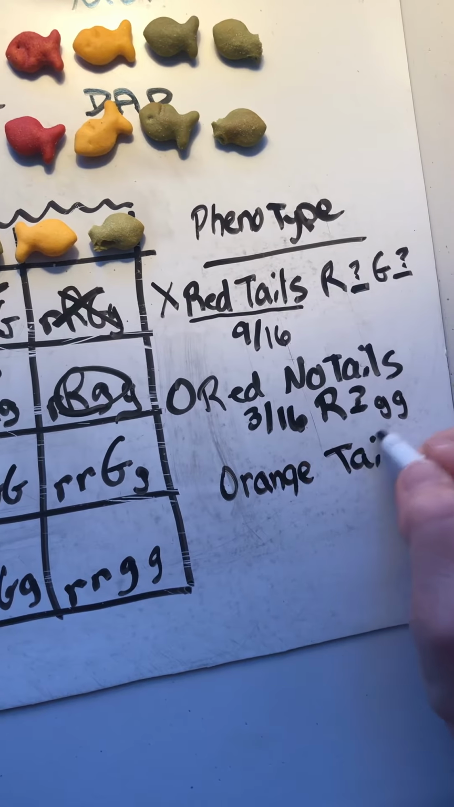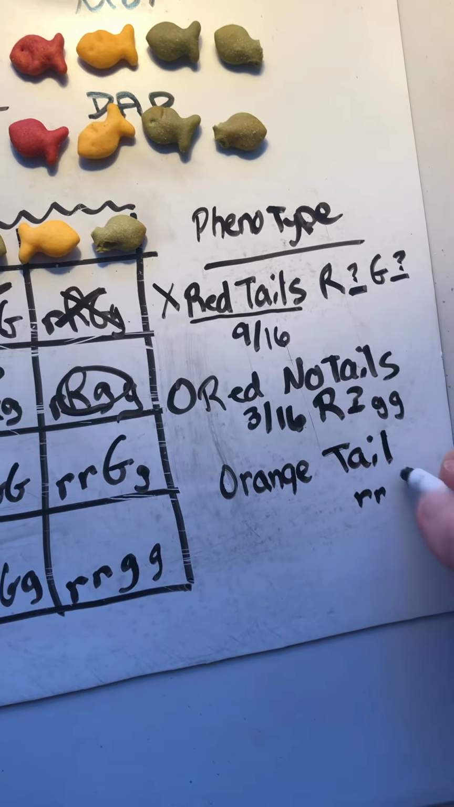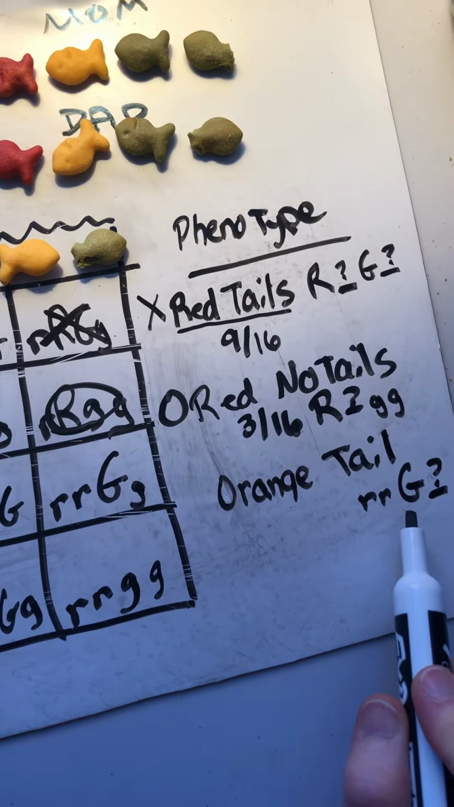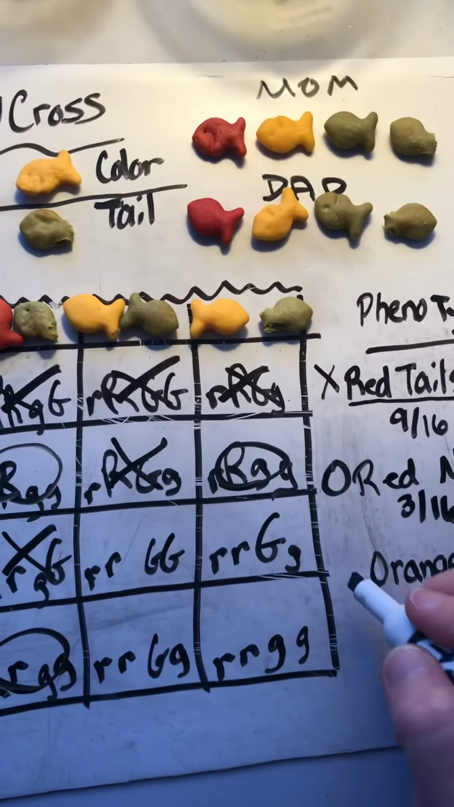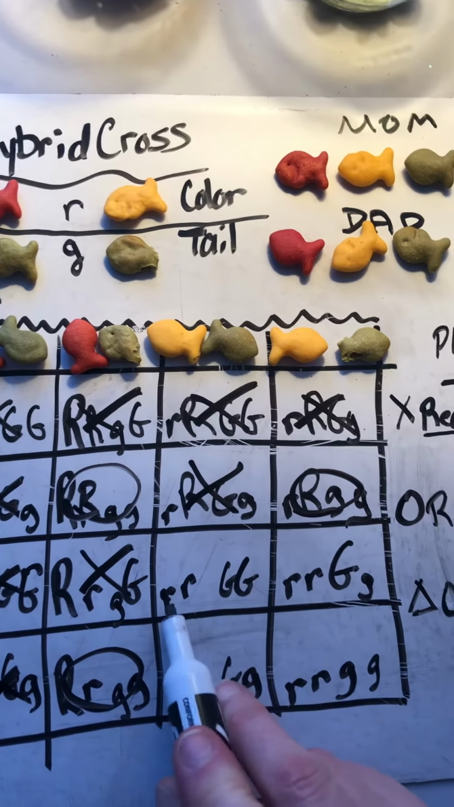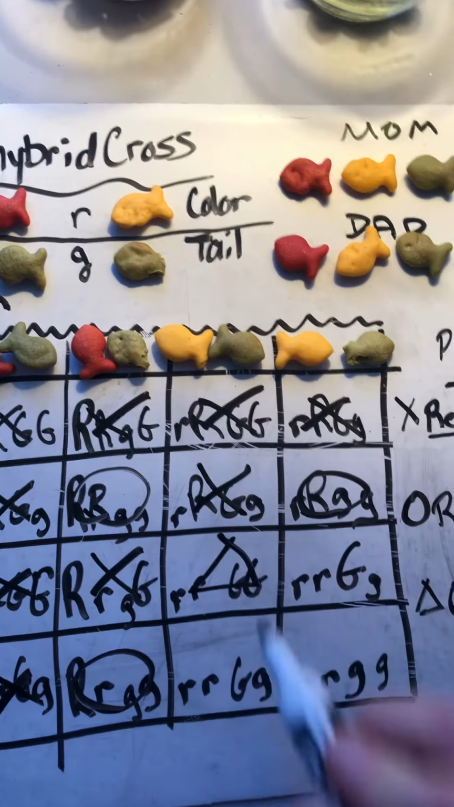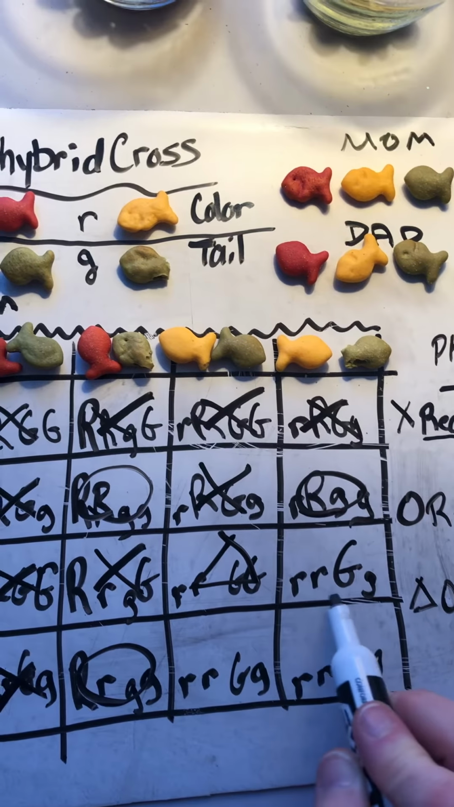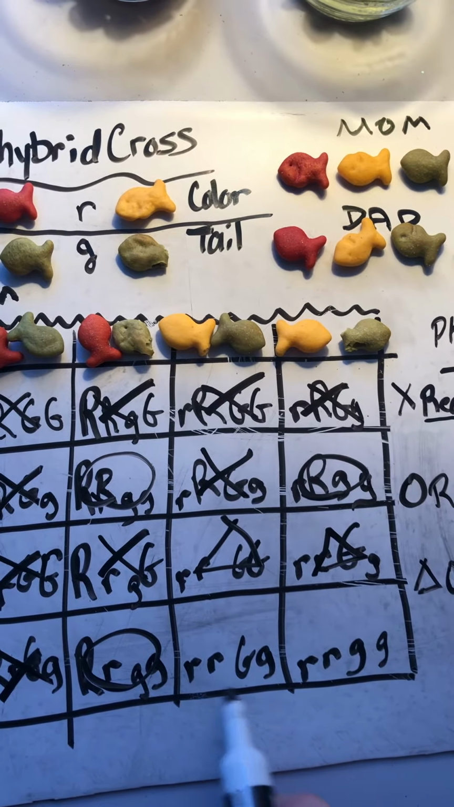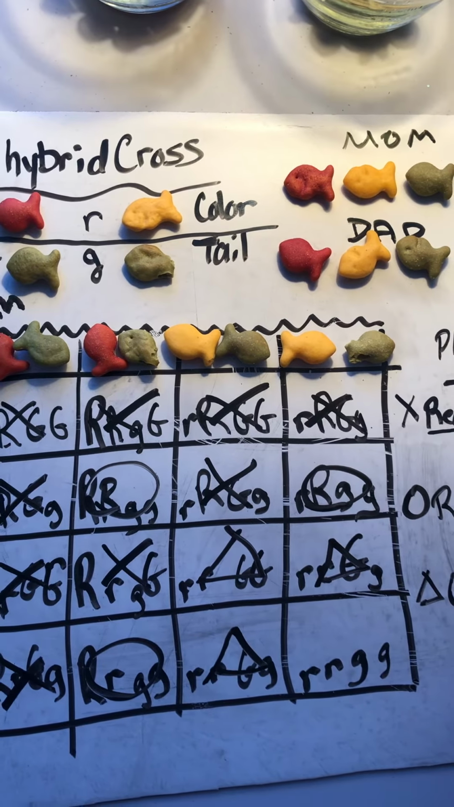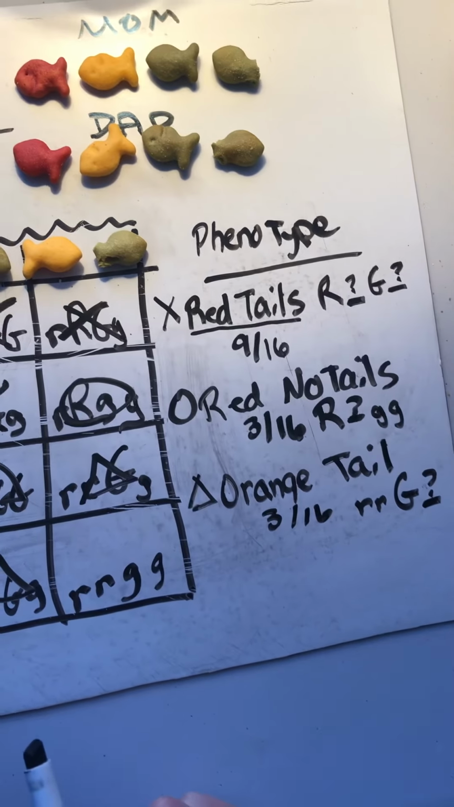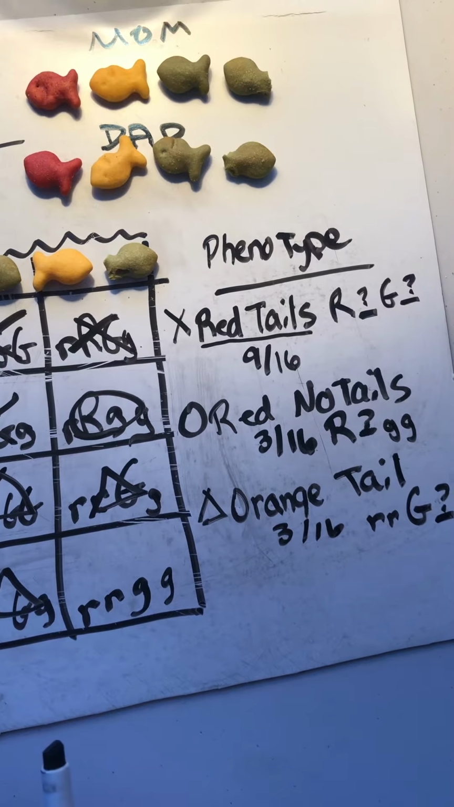with tail. So in this case, orange, 2 lowercase r's, and then we need to have that capital G representing our tailed condition. And for these guys, let's go ahead and mark them with a triangle. Here we have our first one, 2 lowercase r's and at least 1 capital G. Here we have another one, 2 lowercase r's, capital G. And then our third, 2 lowercase r's and a capital G. So for this phenotype in this ratio, we have 3 out of 16 have an orange color with a tail.